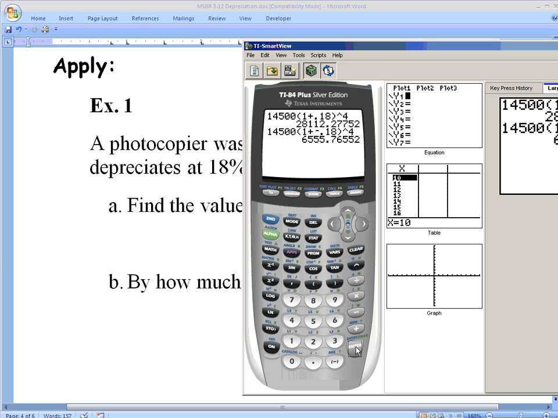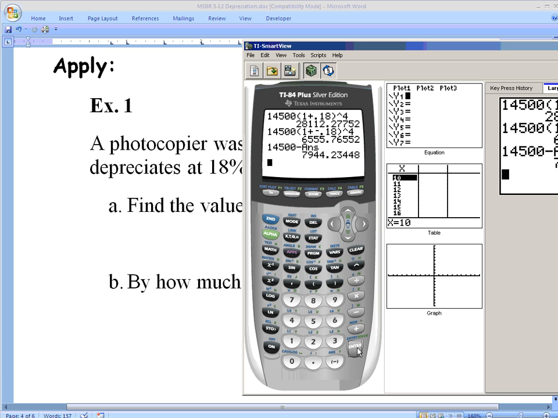Now, how much exactly did we lose? That is part B, so we can take our 14,500 that we originally started with and then subtract our answer. I'm going to press second negative sign, which takes that previous answer that I just had, $6,555.77. Press enter, and my new value is $7,944.23. That's what I lost in value. So if I went to sell this again, I've lost nearly $8,000.